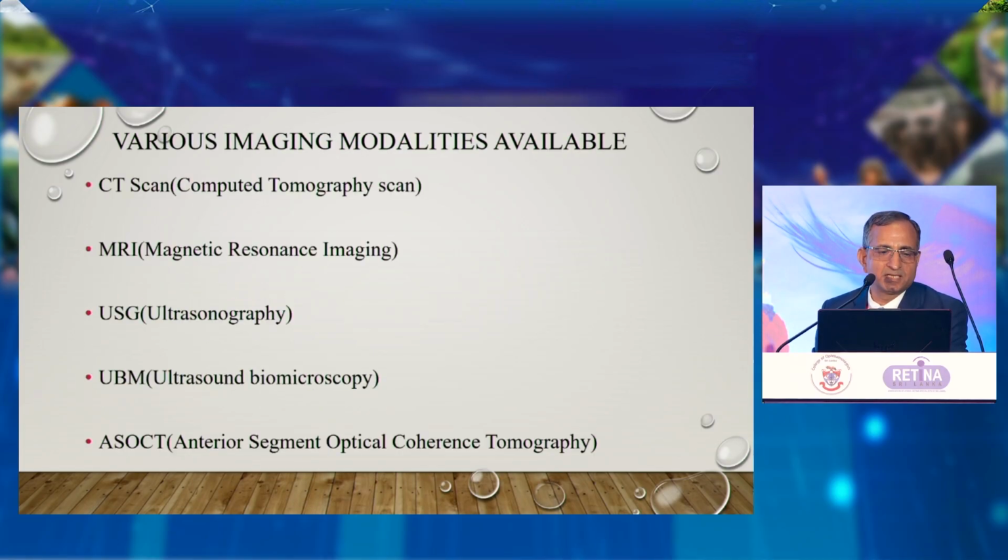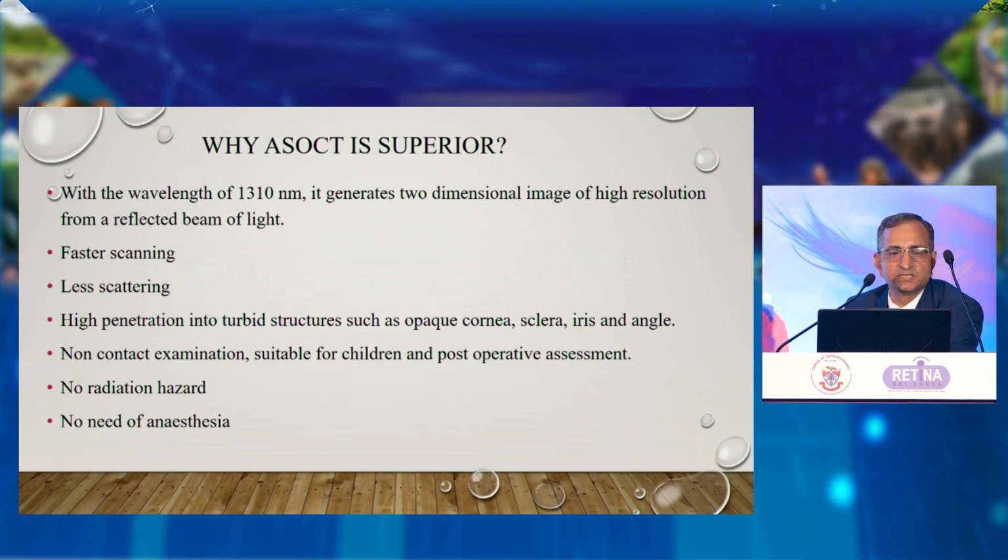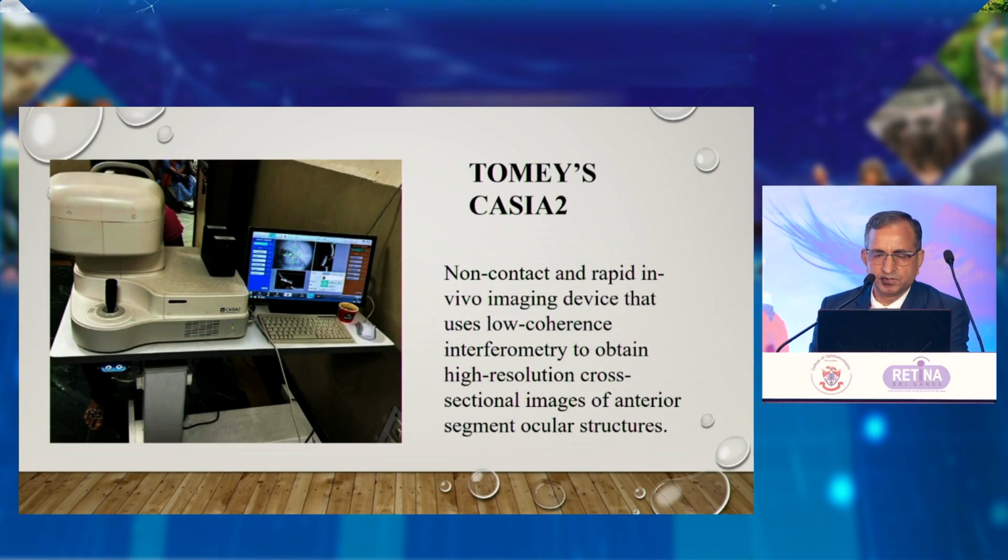Various modalities are CT, MRI, USG, UBM, and AS-OCT, and basically each has advantages and disadvantages. AS-OCT is superior in terms of being non-contact, and basically the wavelength is around 1310, so it generates two-dimensional images of high resolution. There is faster scanning, less scattering, there is no contact, no radiation hazard, and no need of anesthesia. So this is the machine which is being used at our center, no financial interest.